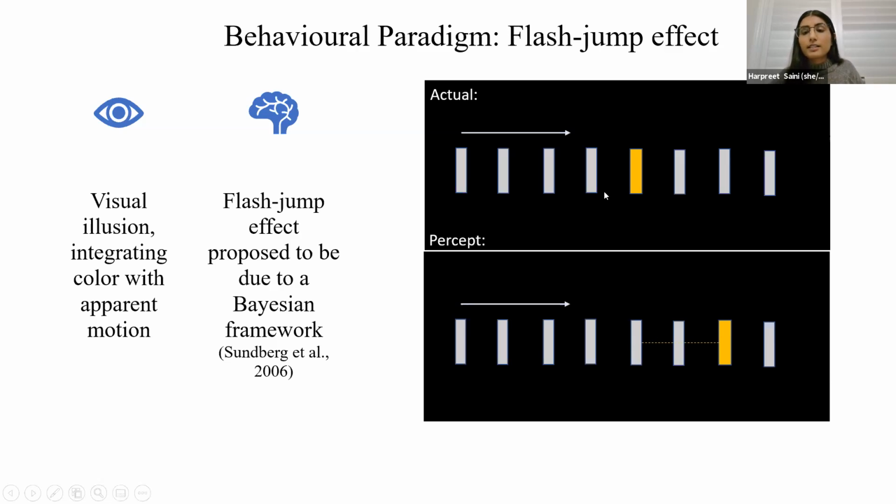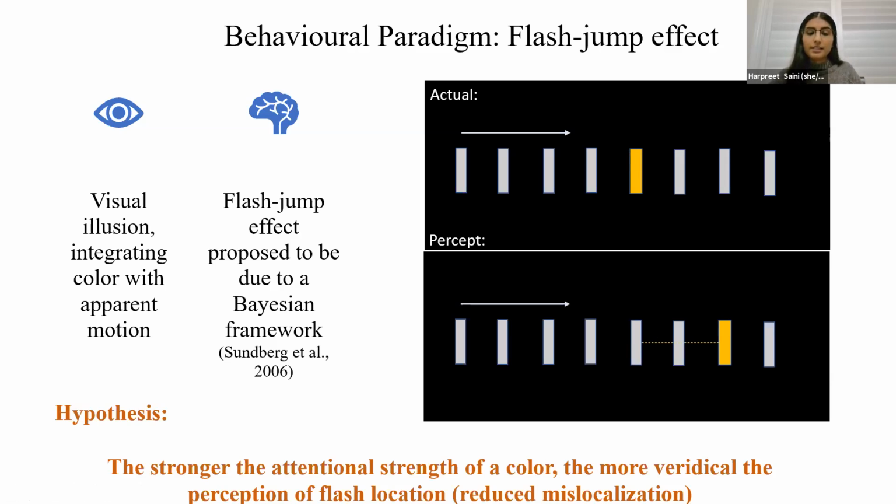Interestingly, no one has manipulated the color of the flash to see its effect on the magnitude of the illusion, which is what we tried here in this study. So we hypothesized that if perception is based on a Bayesian framework, then we would expect that the stronger the attentional strength of a color, the more veridical the perception of flash location. So we would see reduced mislocalizations.